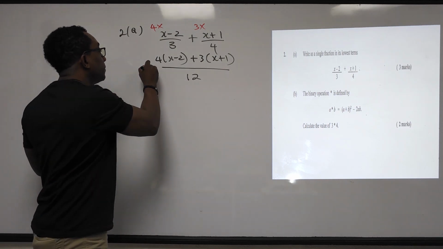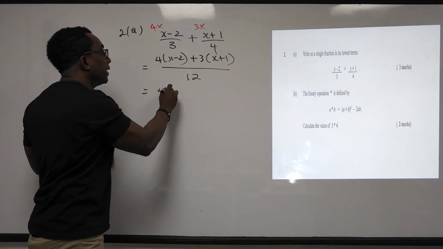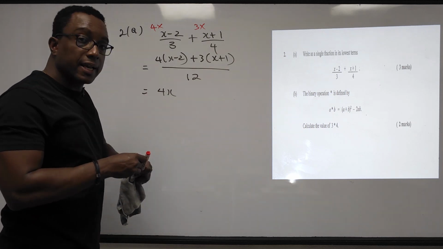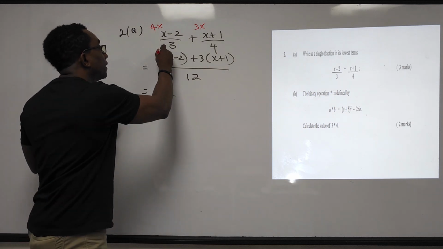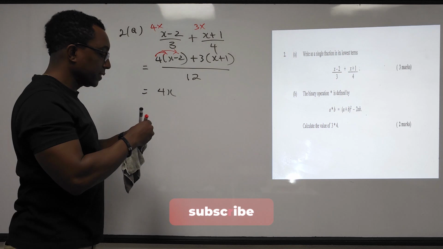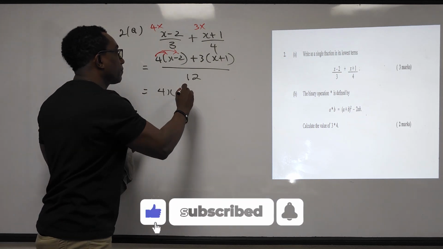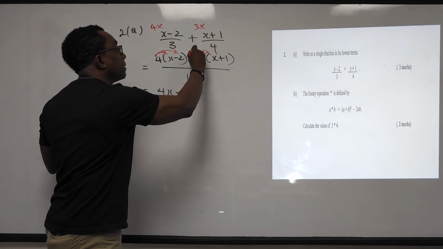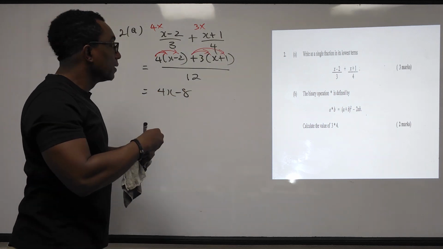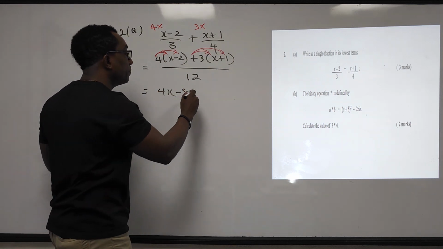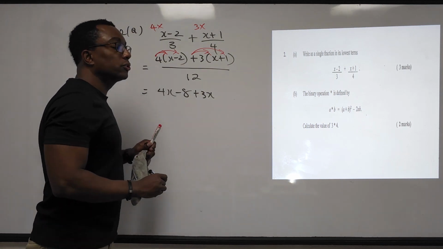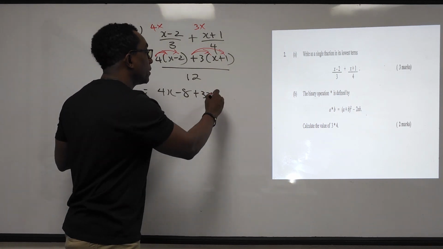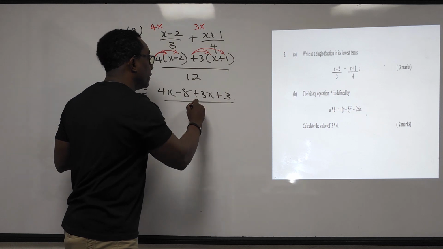So I'm going to multiply 4 by x, which is 4x, 4 by negative 2, which gives me what? Negative 8. So 4 by negative 2 is negative 8. Then I'm going to multiply plus 3 by x and plus 3 by positive 1. So plus 3 by x will give me plus 3x. Plus 3 by positive 1 is positive 3 all over 12.